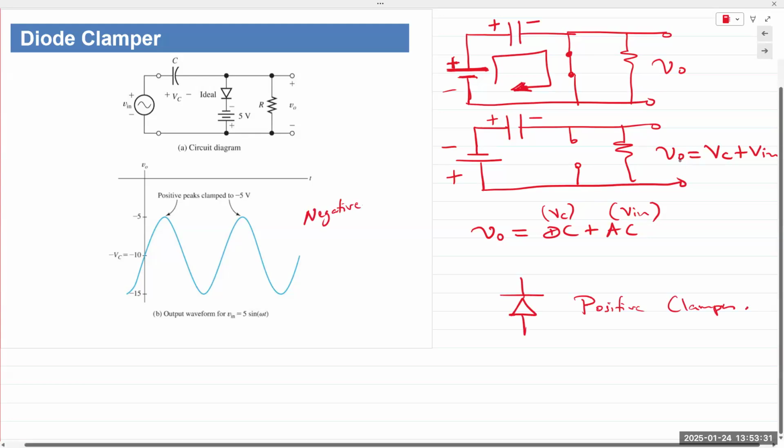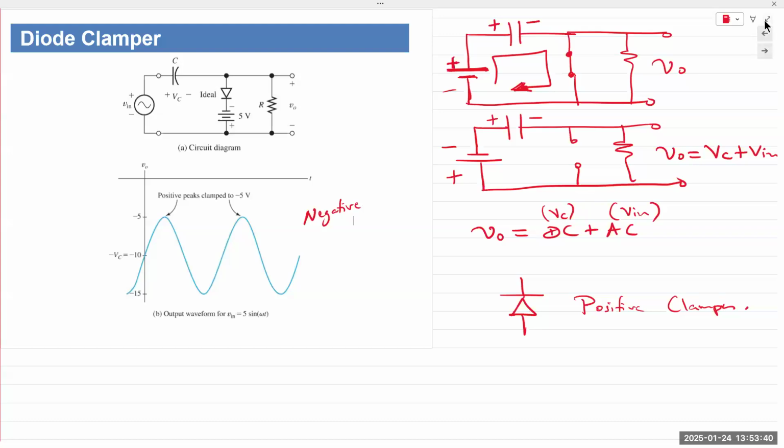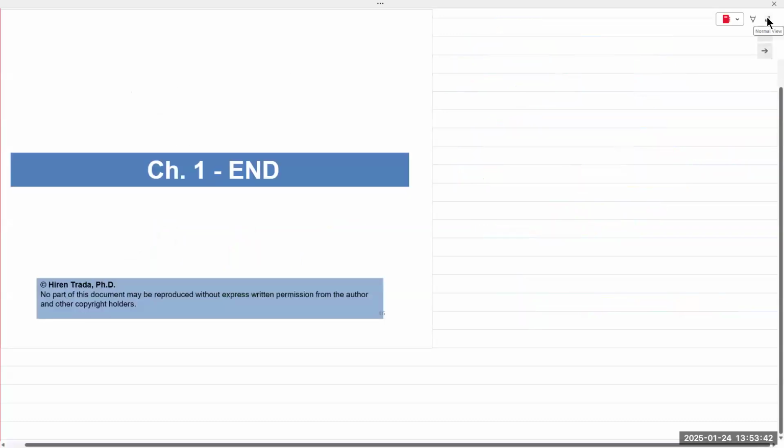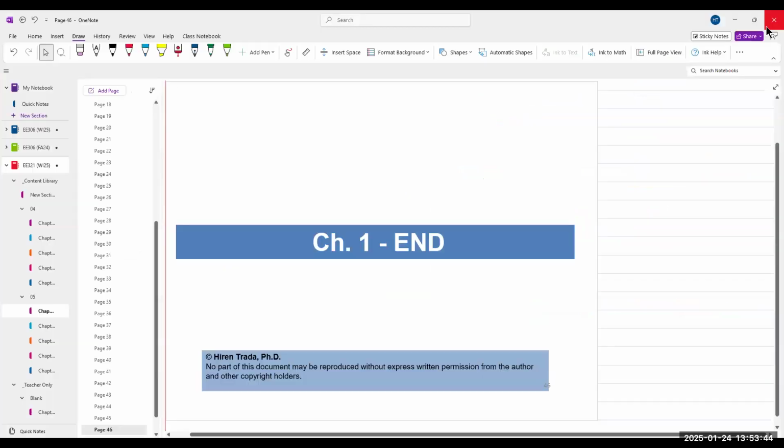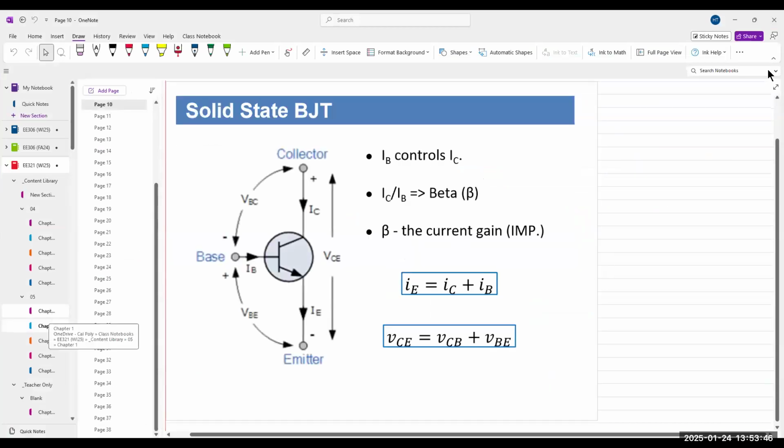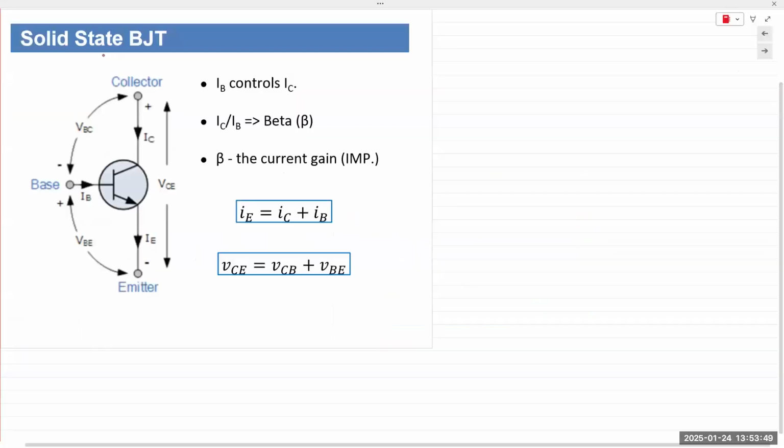Okay, so right now I'm going to get into chapter 3 just a little bit. We have about 6-7 minutes left. That's the end of chapter 1. Chapter 2 is right here.